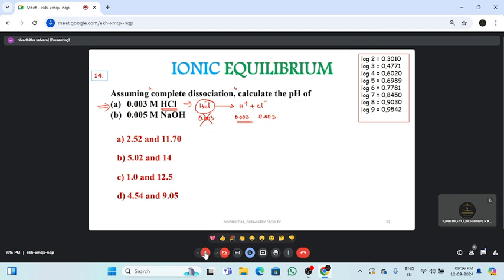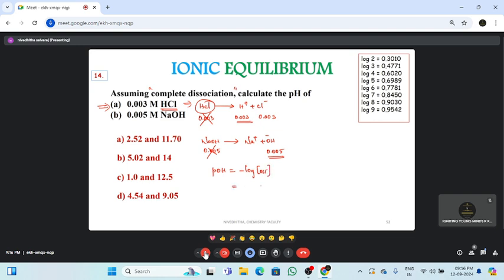Similarly, sodium hydroxide is a strong base. Upon complete dissociation, we'll end up with Na plus and OH minus ion. The concentration of sodium hydroxide was 0.05. Upon complete dissociation, OH minus ion concentration is 0.05, from which we can calculate the value of pOH. So what is the value of pOH? Minus log of OH minus ion concentration.